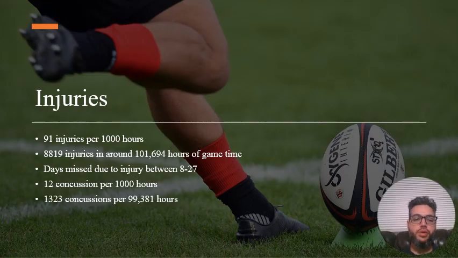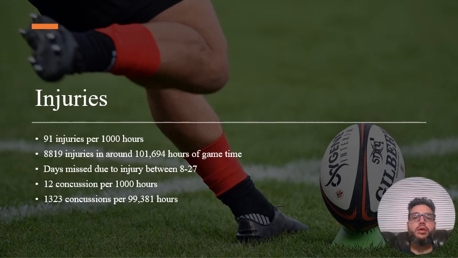Now, in terms of injuries, we're looking at around 91 injuries per 1,000 hours. And if we want to look even in more detail, that's around 12 concussions per 1,000 hours. So though it's not the most common, it is bound to happen when you're playing a sport that has a lot of impact required. Around 8,800 injuries and around 101,000 hours of game time.